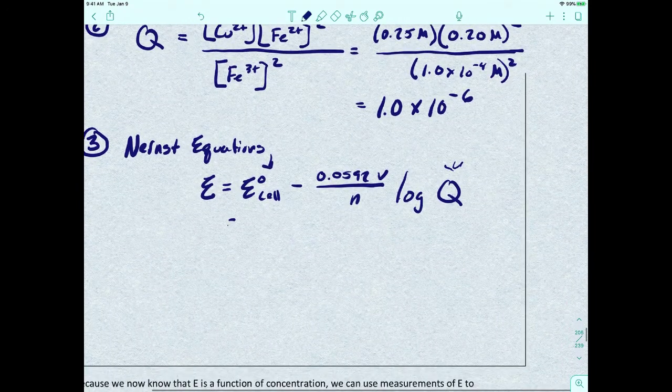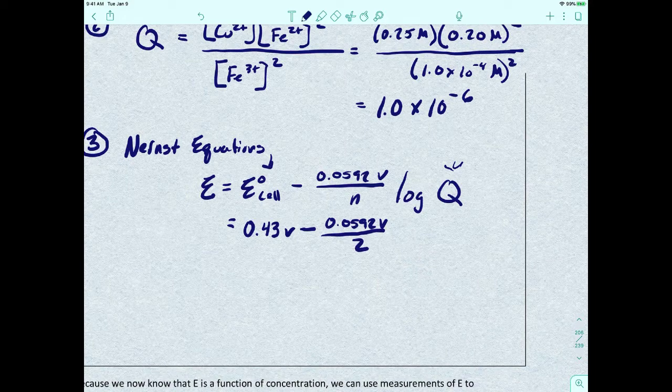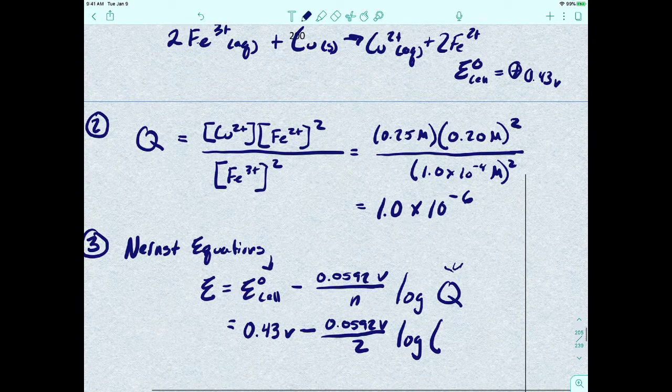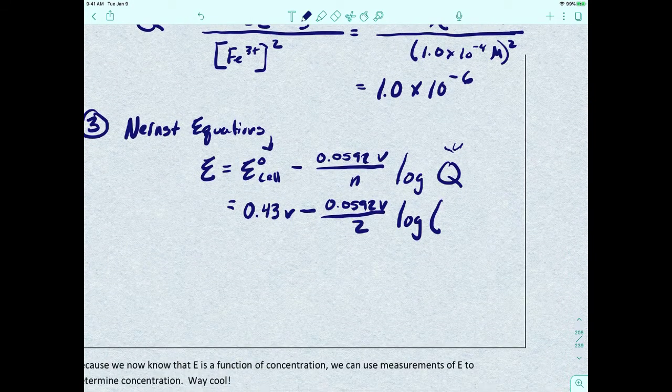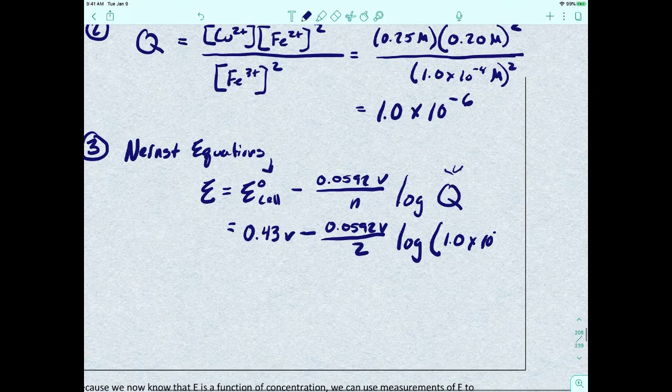So popping in our values. The cell potential at standard state was 0.43 volts minus 0.0592 volts divided by 2, because that was the number of moles of electrons, times the log of our concentration, which is 1.0 times 10 to the... I'm sorry, that's not a negative, that's a plus 6. All right, plus 6.